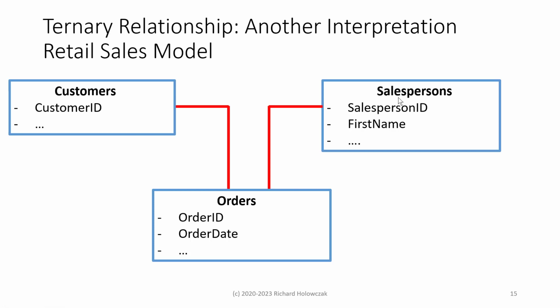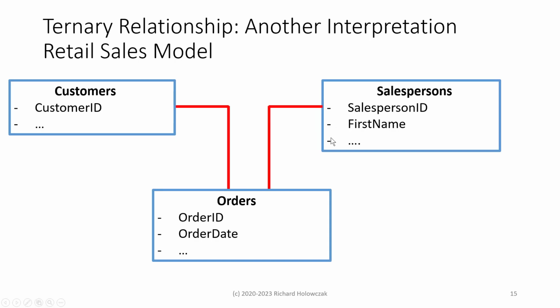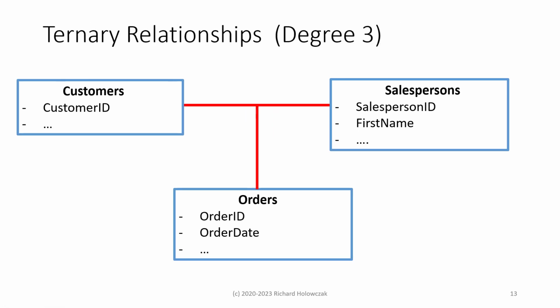You can see how that is different than the sales territory model, where it doesn't matter where or when the customer places the order, they are always associated with the same salesperson. Here, the salesperson changes for every order. So going back, the reason why I don't like a ternary relationship is because it's ambiguous. We don't know whether this is representing the sales territory model or whether it's representing the retail sales model.